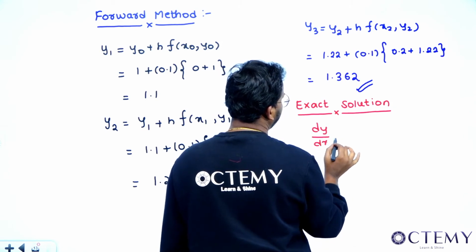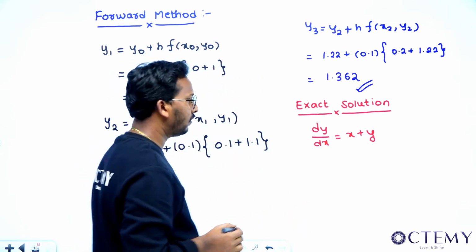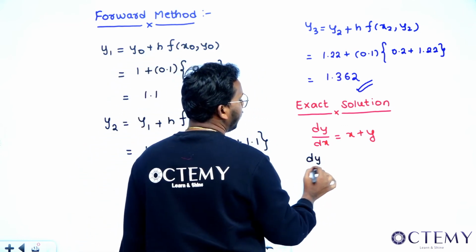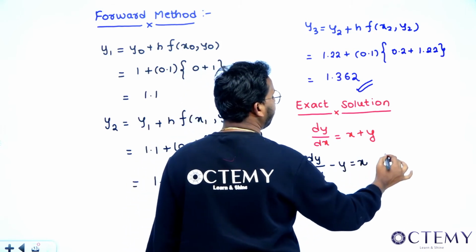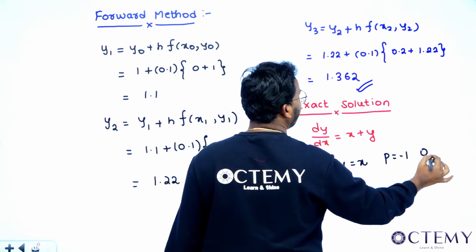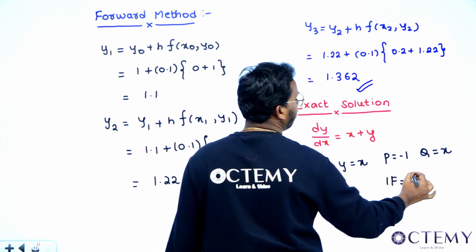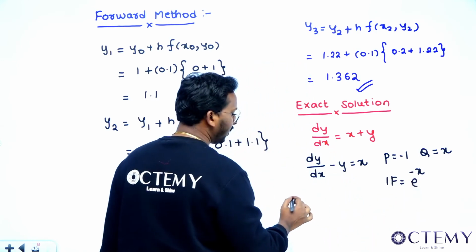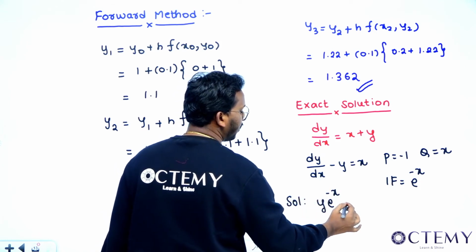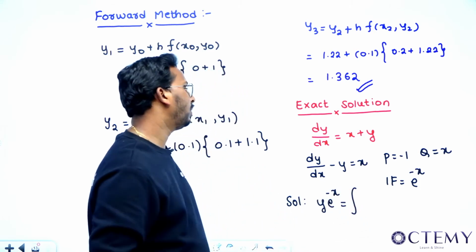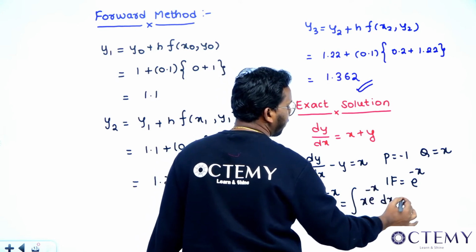dy by dx is equal to x plus y. So see, sir, how do we solve this? If you study the Leibniz method, dy by dx minus y is equal to x. What is p here? Minus 1. What is q here? x. What is the integrating factor? e power minus x. So what will be the solution, sir? The solution will be y into integrating factor is equal to integral of q into integrating factor, that is x into e power minus x dx plus c.